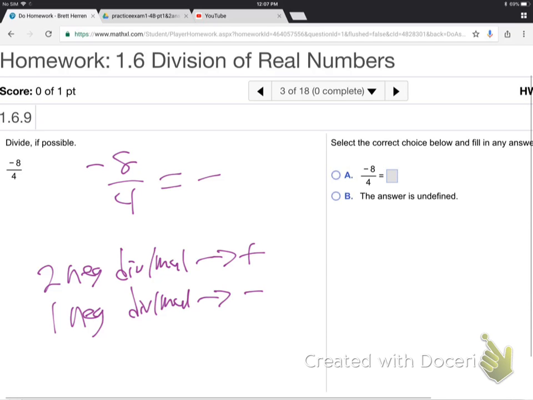8 divided by 4? 2, so it's negative 2. Good? I'm going to move on if you've got that. So two negatives make a positive for multiplying and for dividing. Same rules.